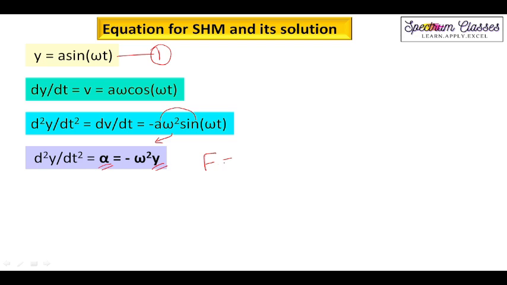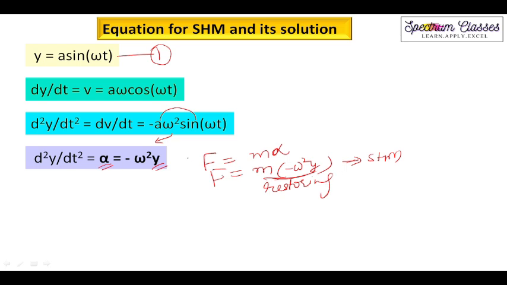If we apply Newton's second law, then F is equal to ma. A means acceleration, alpha. On putting the value of alpha, which is minus omega square y, we get the force with a minus sign, which is the condition for simple harmonic motion, because this force is in the opposite direction to the displacement, and this is also known as the restoring force. So this is the condition for simple harmonic motion.